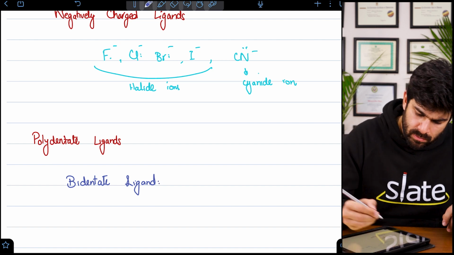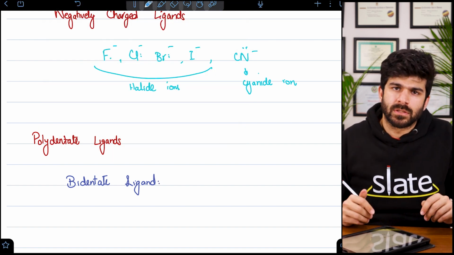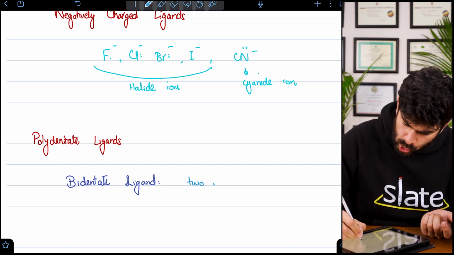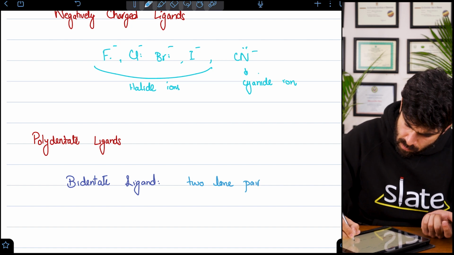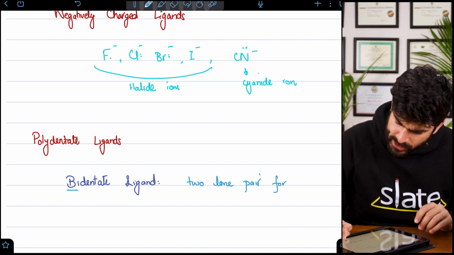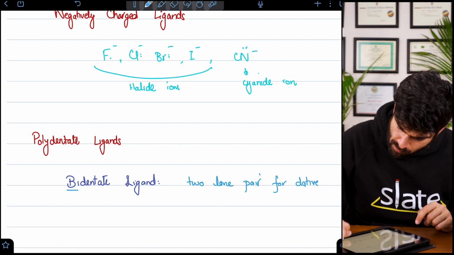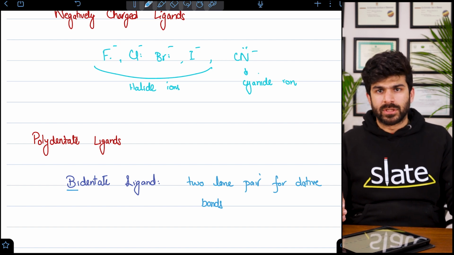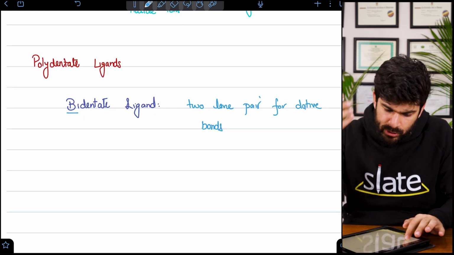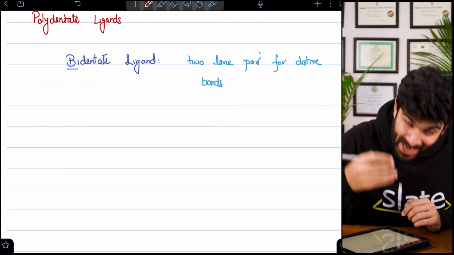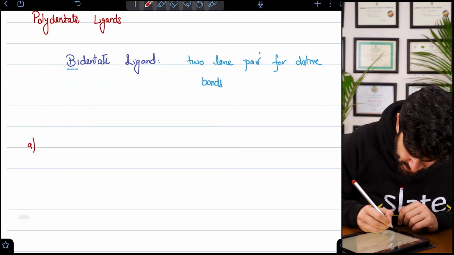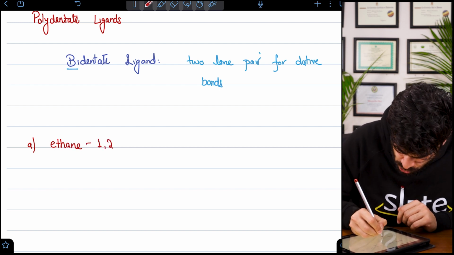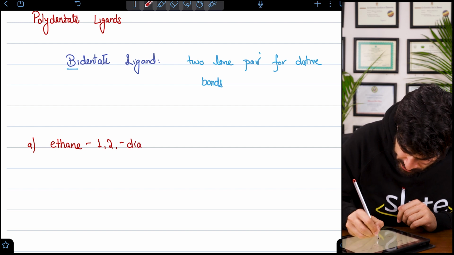As the name goes, it has two lone pairs. One compound has two lone pairs, because it's bi, for dative bonds. Obviously, it will make two dative bonds. That is something you need to remember. Now, there are examples for bidentate ligands. The first example is ethane 1,2 diamine.